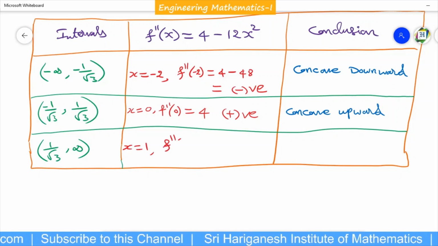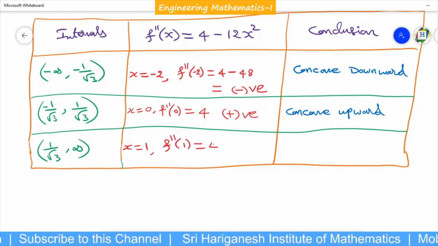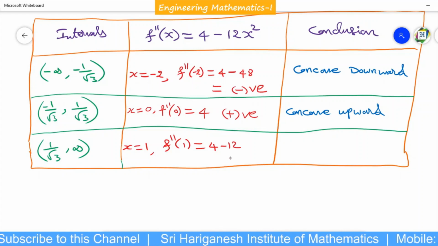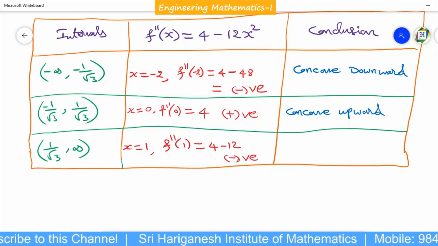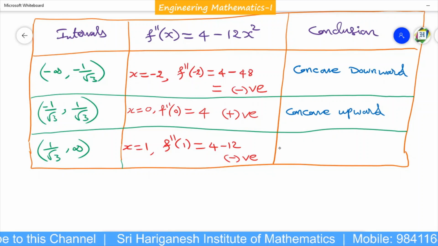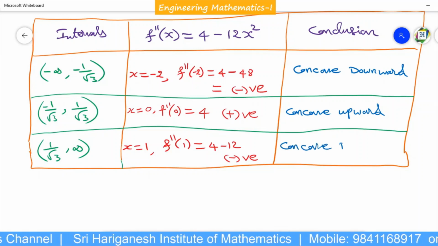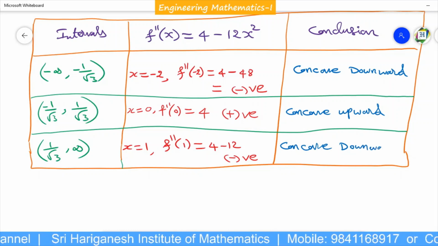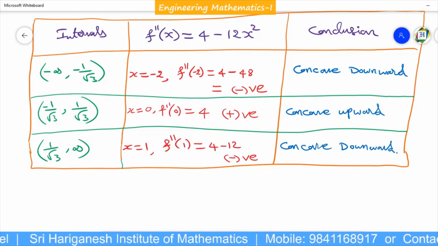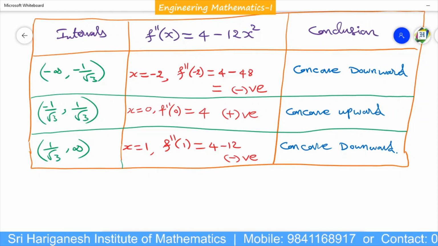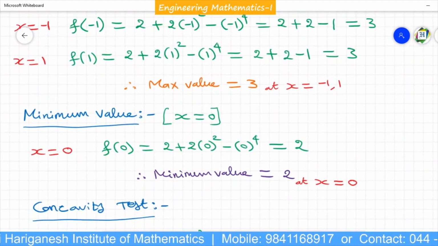So f double dash of 1 is equal to 4 minus 12. Again we are getting a negative value. Negative means concave downward. Okay, so the third question is also over. Concavity test. Okay, so the interval of concavity test.